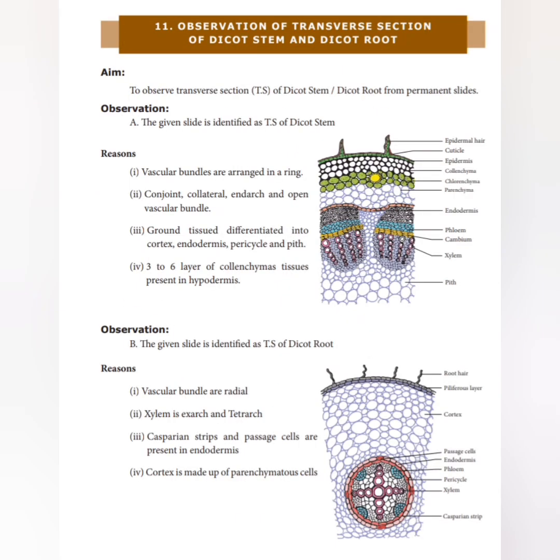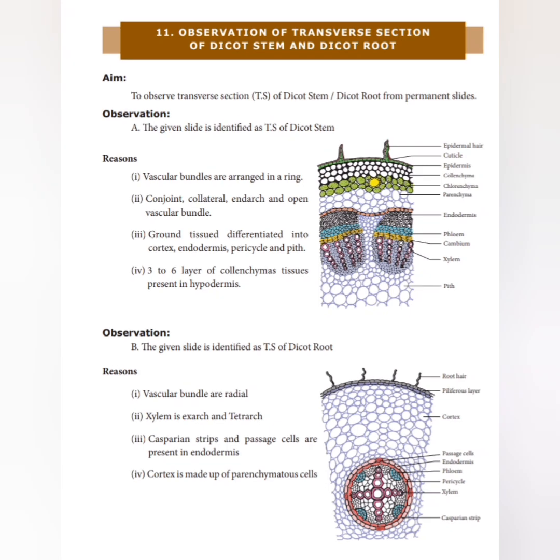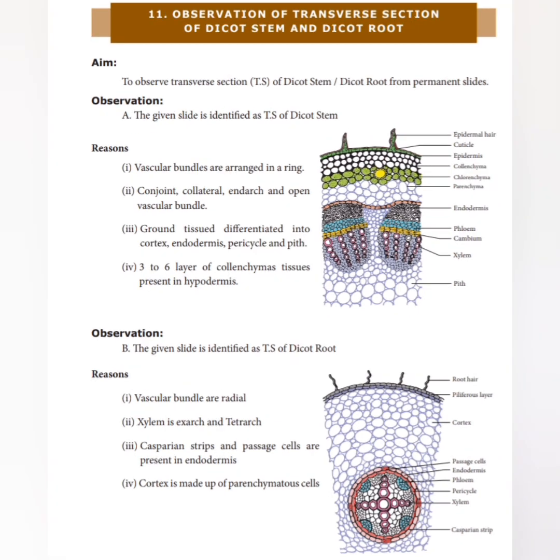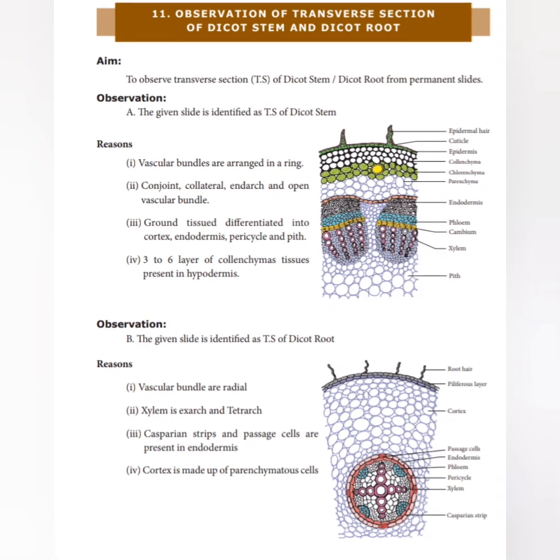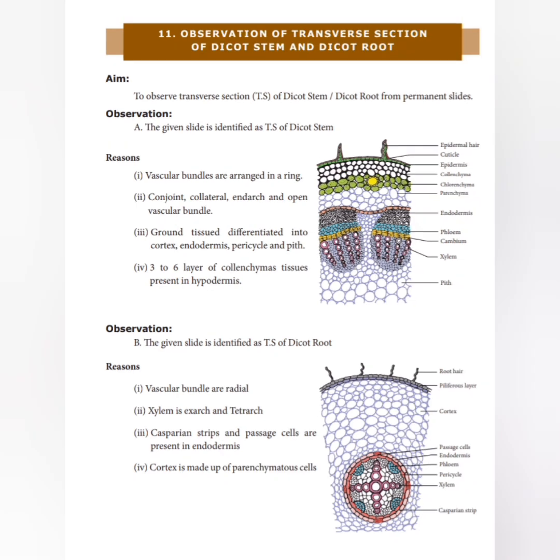And the next one is to observe the slide. Sometimes they will give a dicot stem, sometimes they will give a dicot root. In this experiment you should observe through the microscope and identify what kind of slide they kept, and you can write the aim, identification, reason, after that you can write the result and you should draw the diagram.